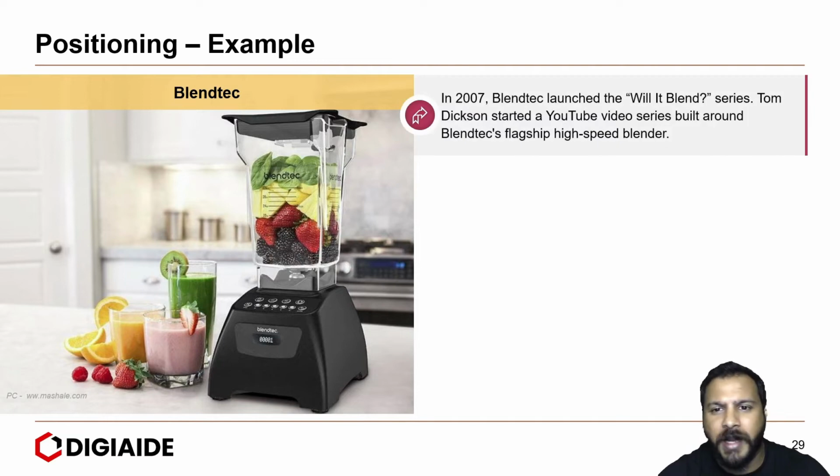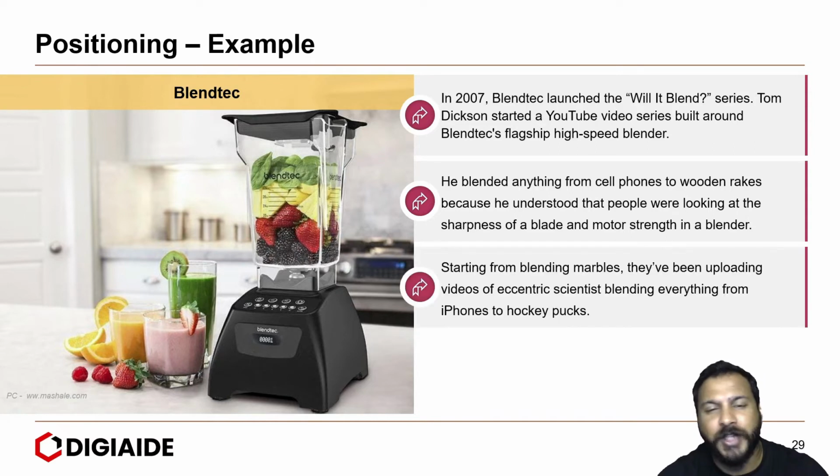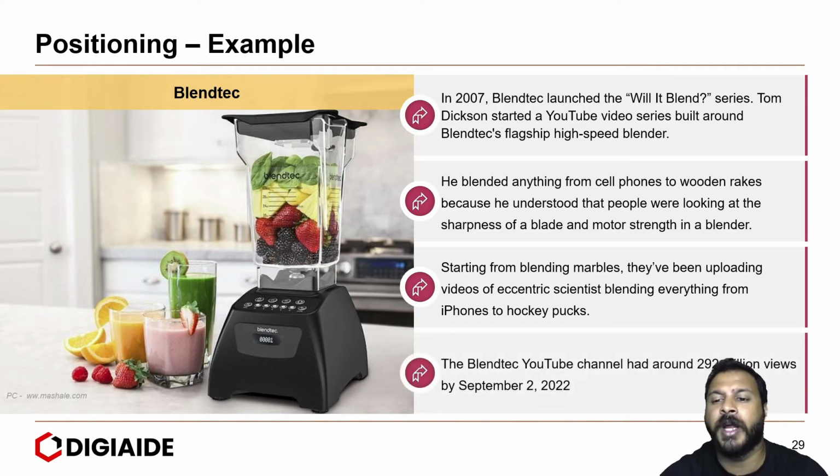In 2007, Blendtec launched the Will It Blend series on YouTube, a video series built around Blendtec's flagship high-speed blender. He blended anything from cell phones to wooden rakes because he understood that people are looking at the sharpness of a blade and motor strength in the blender. So the idea was to position it as a strong blender. He started from blending marbles, then uploading videos of eccentric scientists blending everything from iPhones to even hockey pucks. The Blendtec YouTube channel had about 292 million views as of September 2022.